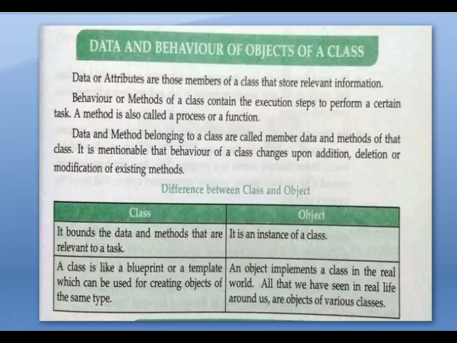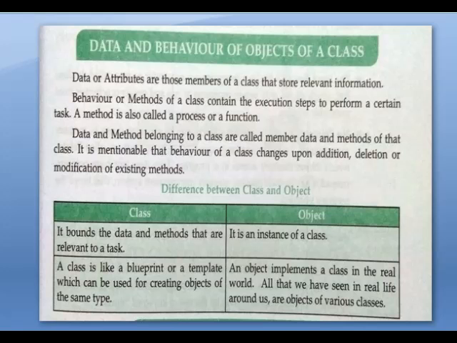Now we are going to see some differences between object and class. Class: it bounds the data and methods that are relevant to a task. Then object: it is an instance of a class.